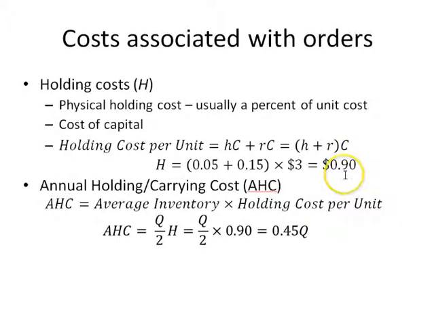0.09. The annual holding cost, so this is the cost per unit. The annual holding cost, sometimes referred to as carrying cost, is the average inventory times holding cost per unit. So Q over 2 is our average inventory. H is our holding cost per unit. If we substitute for these values, then the annual holding cost for this institution per hospital, per IV kit, is 0.45 Q, 45 cents times Q.